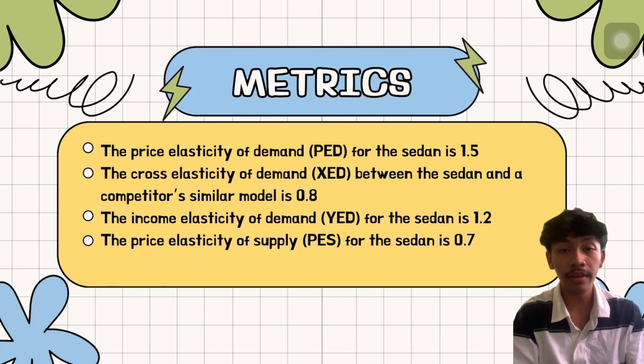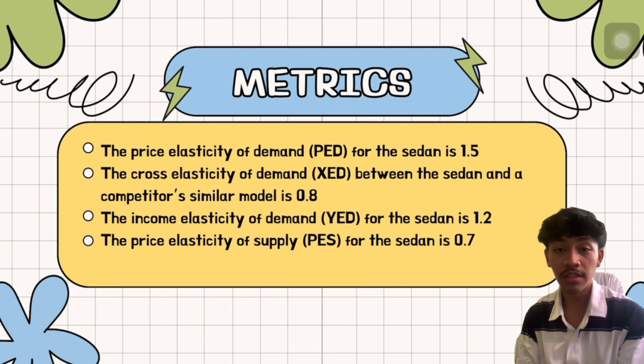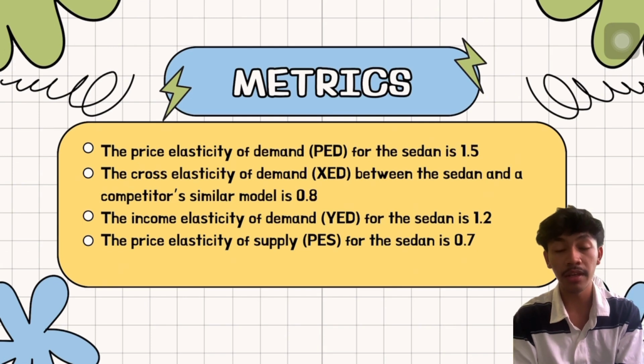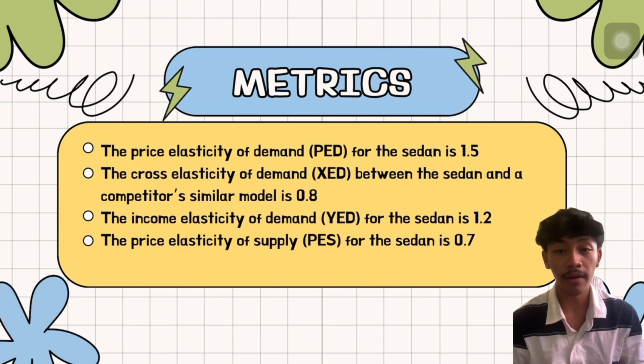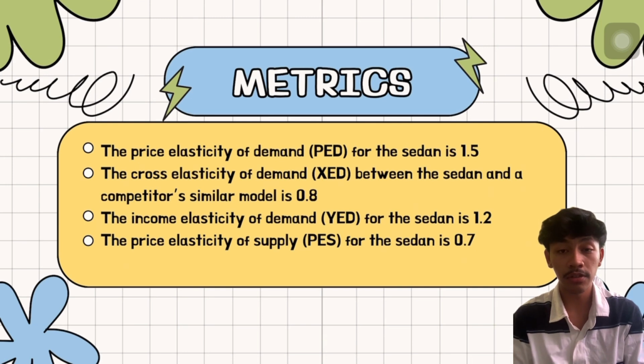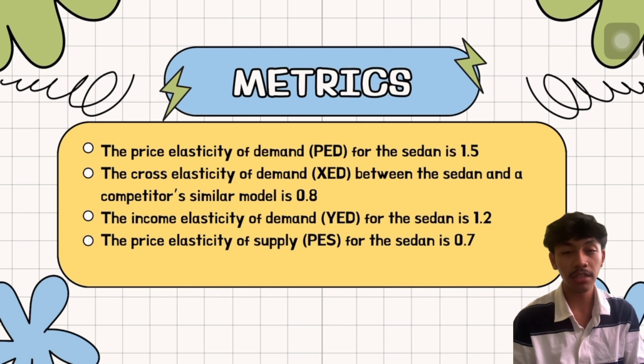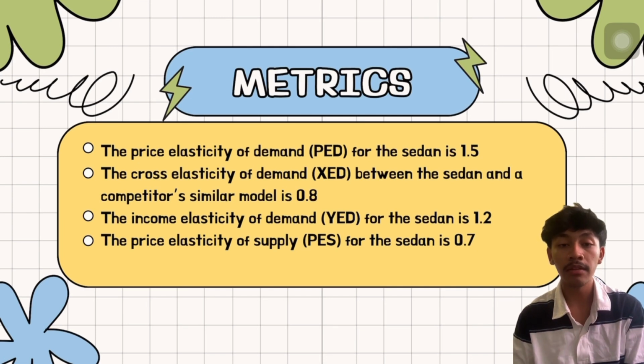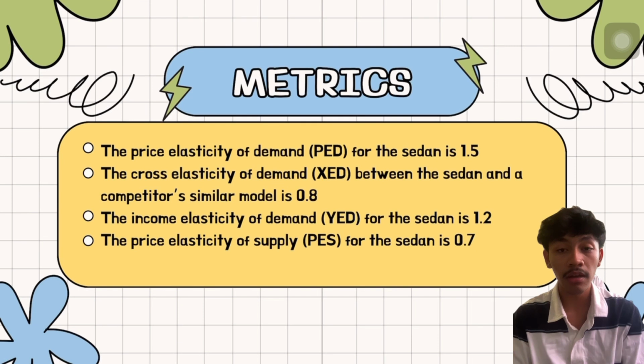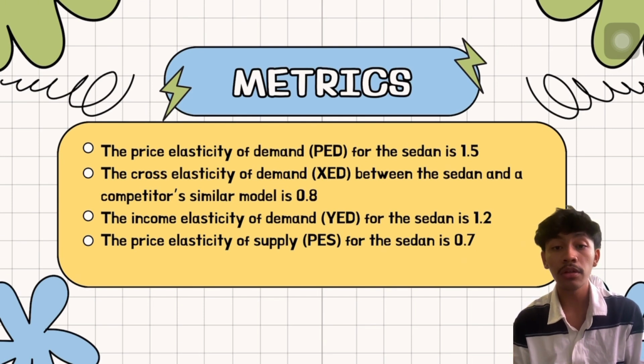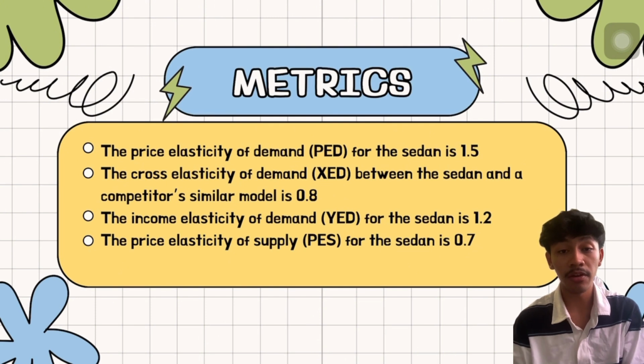Now, let's look at key elasticity metrics. The first one is price elasticity of demand. For the sedan, it is 1.5, which means demand is elastic, meaning a price cut increases sales significantly. The second one is cross elasticity of demand. Between the sedan and its competitor, it is 0.8, which means the sedan has substitutes, meaning a price change affects competitor demand. The third one is income elasticity of demand. For the sedan, it is 1.2, which means the sedan is a normal good, so demand rises as income increases.